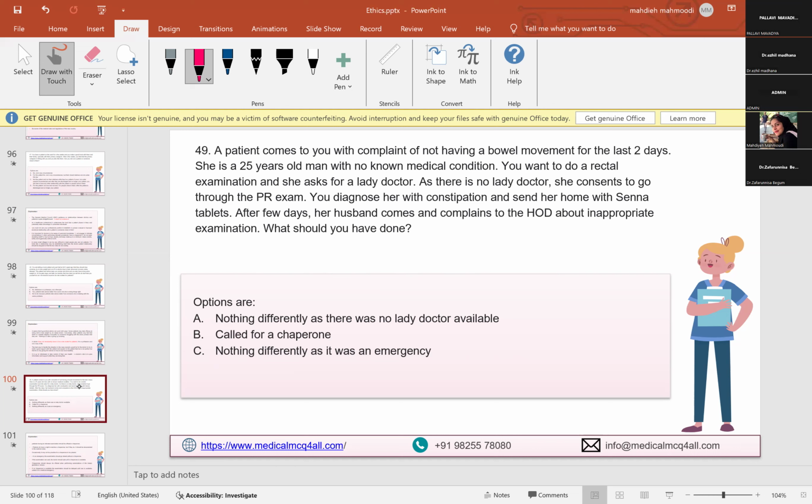A, nothing differently as there was no lady doctor available. B, called for a chaperone. C, nothing differently as it was an emergency.